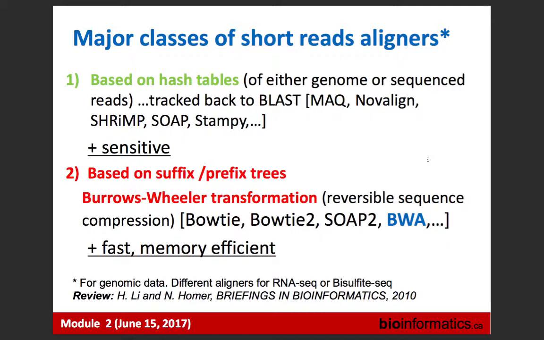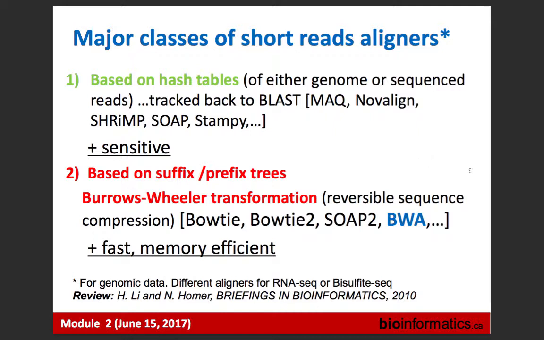So this is based on a hash table, and then relatively recently, around 2008, people found a transformation which compactifies the search space. Our search space is much smaller, but this transformation is completely reversible. So although we compress our sequence space, we can come back to the real sequence space. This is the Burrows-Wheeler transformation. There are some aligners built on this paradigm, and it uses suffix or prefix trees.